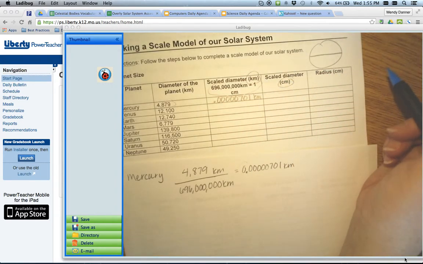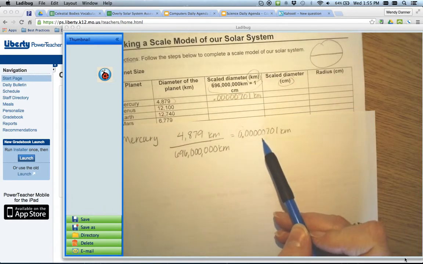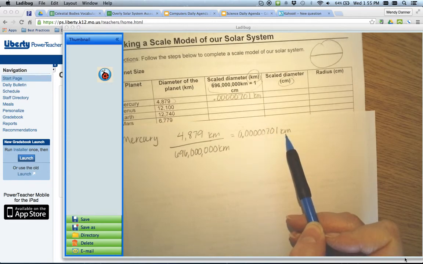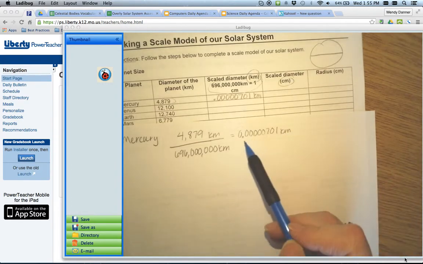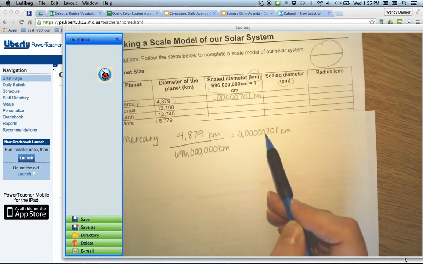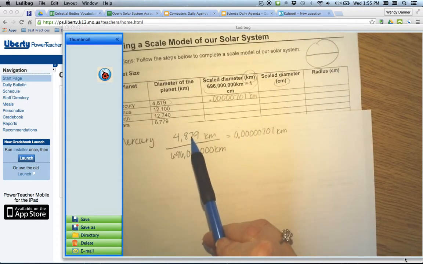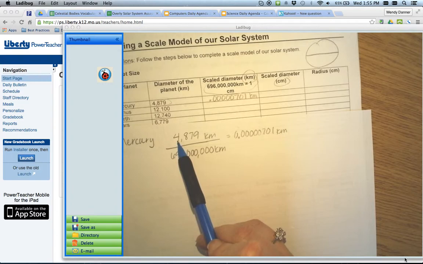If I told you to go get a meter stick and measure out 0.00000701 kilometers on the meter stick, you'd probably look at me like I'm nuts. But you could do it. It would be really difficult, but you can do it. The metric system, if you remember, is based on 10, as is this. Here's the tenths, hundredths, thousandths, ten thousandths. Everything goes by tens, right? Here's your ones column, your tens column, your hundreds column, your thousands column.